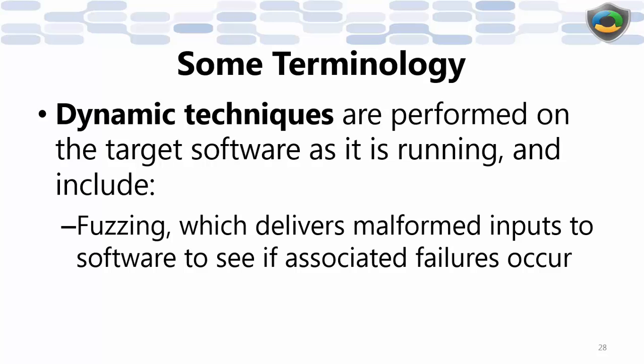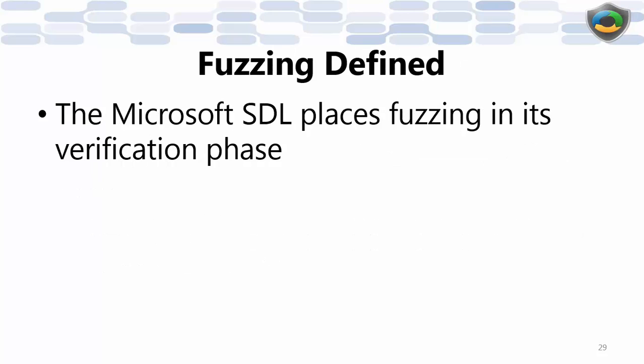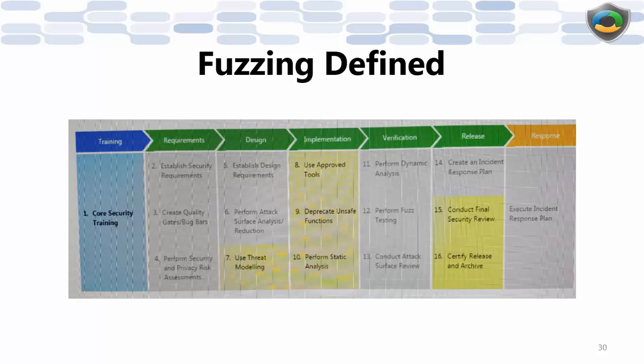This is a very simple definition. It delivers malformed inputs into software to see if associated failures occur. So you're trying to break the system by giving it garbage input. Microsoft places fuzzing in its verification phase. Now, this is not a great slide. I actually took this with my phone, taking a picture off of an article that was on a PDF.